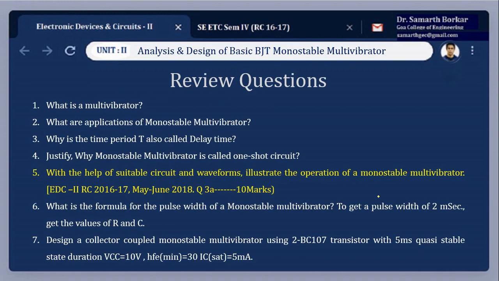These are some practice questions for you, review questions. This question, highlighted in yellow, was asked in the May-June 2018 Goa University question paper for 10 marks: with the help of a suitable circuit and waveforms, illustrate the operation of a monostable multivibrator. When such a question is asked, you have to start with the definition, then draw the circuit diagram, label it with all the component symbols and notations, and then write about the construction and working for both states, when Q1 is off and Q2 is on, and for the next state when Q2 is on and Q1 is off. Then you draw the waveforms across the base and collector terminals, and then the operation.